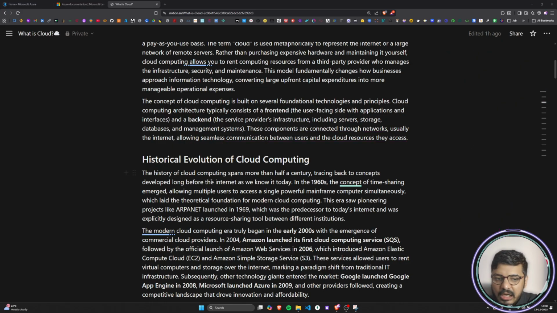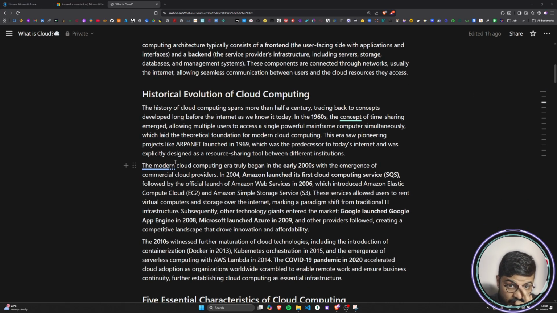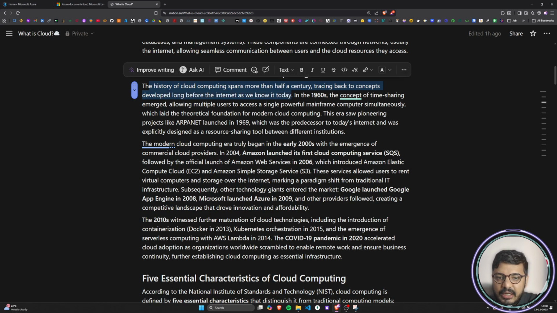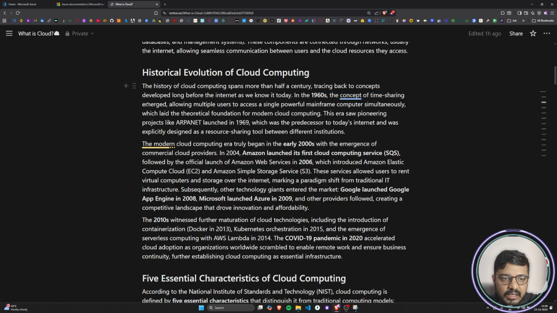Cool. Now let's talk about a brief evolution of cloud computing. The history of cloud computing spans more than half a century, tracing back to concepts developed long before the internet as we know it today. In the 1960s, the concept of time sharing emerged, allowing users to access a single powerful mainframe computer simultaneously. So in the 1960s itself, this time sharing concept emerged, where multiple users were using one single powerful computer, which laid the foundational theory of modern cloud computing, right?